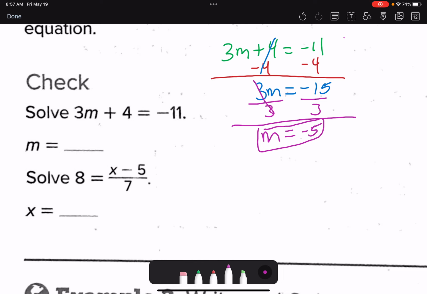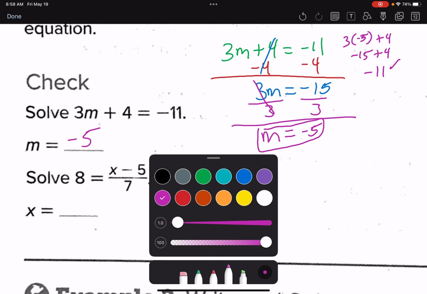I'm going to do that really quickly. 3 times -5 plus 4. 3 times -5 is -15 plus 4. -15 plus 4 is -11. I am correct. So m equals -5. All right, let's do this last example right here.